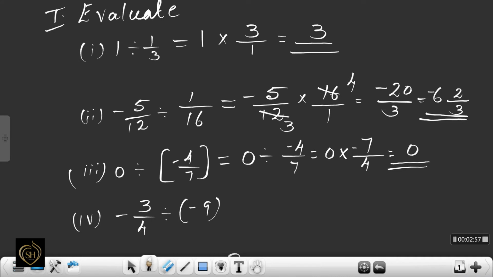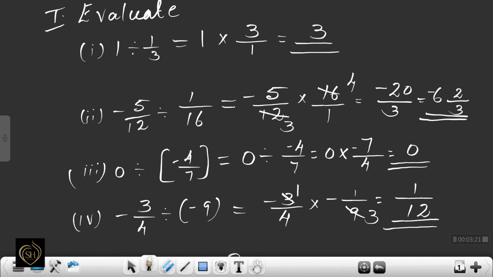Then question number 4, negative 3 by 4 divided by negative 9, that is equal to negative 3 by 4 into the reciprocal of negative 9, which is negative 1 by 9. Here 3 and 9 are the multiples, 3 1s are 3, 3 3s are 9. That is equal to negative 1 into negative 1, positive 1, 4 into 3 is equal to what? 4 into 3 is equal to 12.